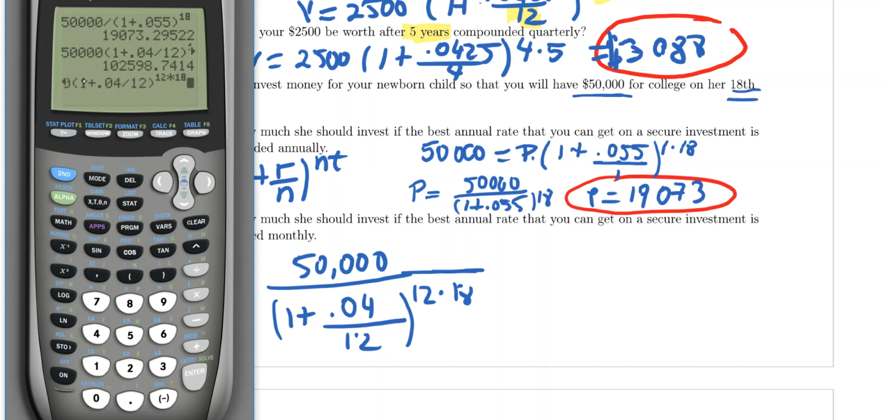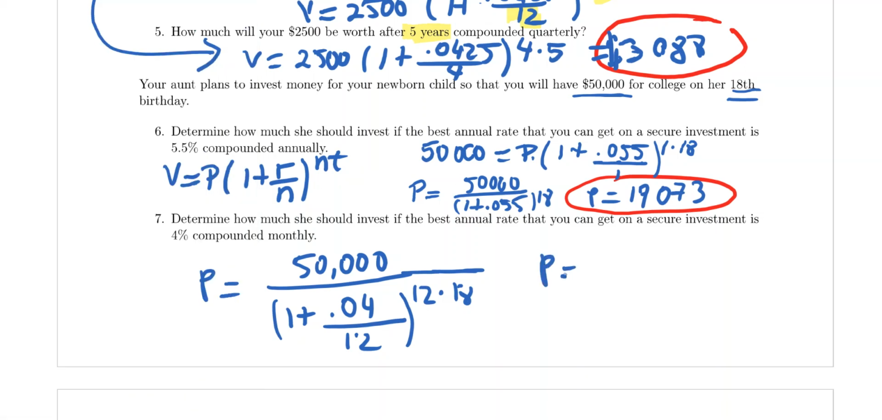So I put 50,000 divided. I forgot to divide. So I'm going to go in here and insert the division. And now I get 24,367. So P has to be $24,367.